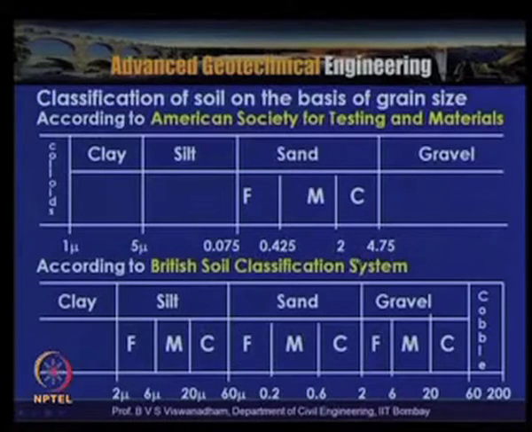0.075 mm. And according to the British soil classification system, shown here, gravel is more than 2 mm, and sand is 60 micron to 2 mm, and then silt and then clay. So, different classification systems adopt different size limits for the soil, but any soil fraction passing 75 micron or 0.075 mm is called percentage fines, which has great relevance in influencing the engineering properties of the soil.